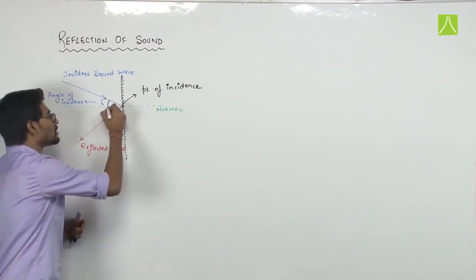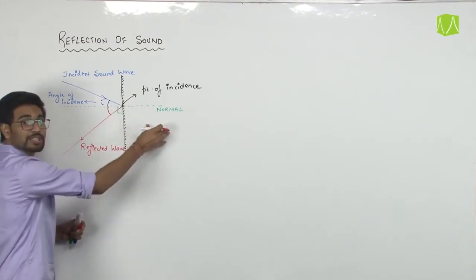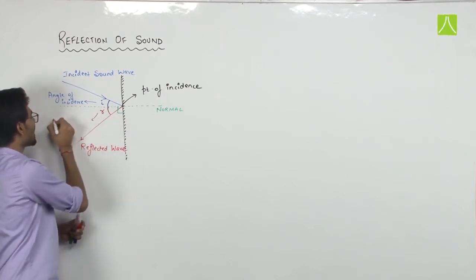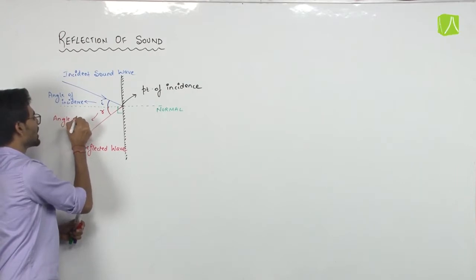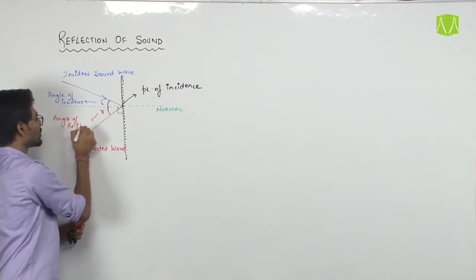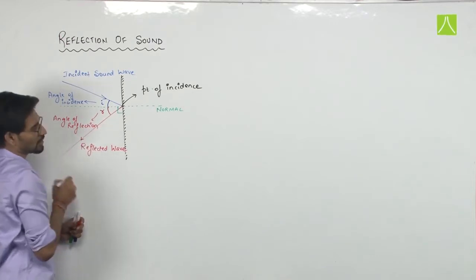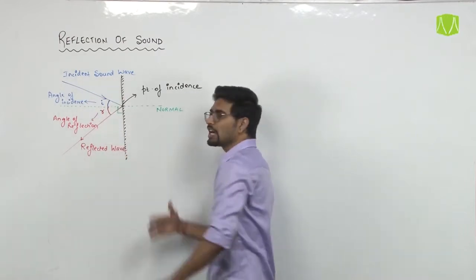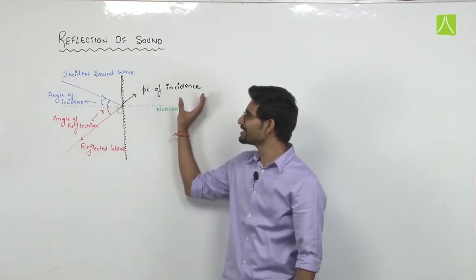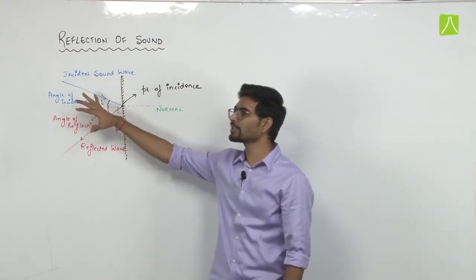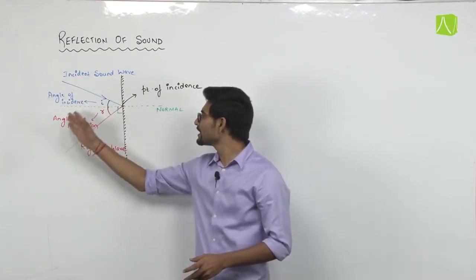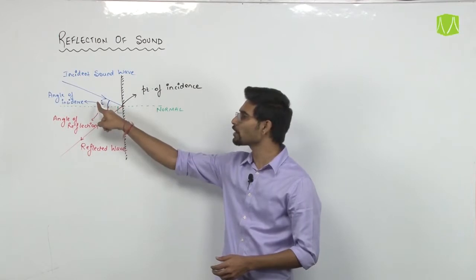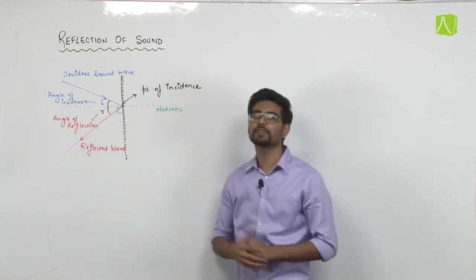The angle which the reflected sound wave makes with the normal, this angle that I am denoting with a small r, is known as the angle of reflection. So what are we having now? We are having an incident sound wave, a reflected wave, a normal and a point of incidence. The angle which the incident sound wave makes with the normal is known as the angle of incidence, and the angle that the reflected wave makes with the normal is known as the angle of reflection. I am denoting angle of incidence with a small i, and angle of reflection with a small r.